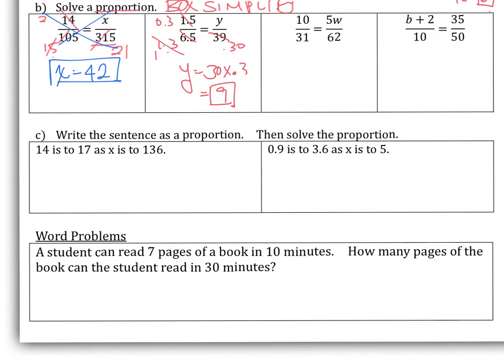And this one, so w equals 4. This one. So b plus 2 equals 7, b equals 5.